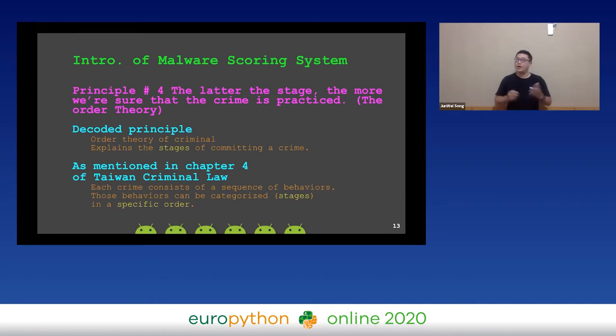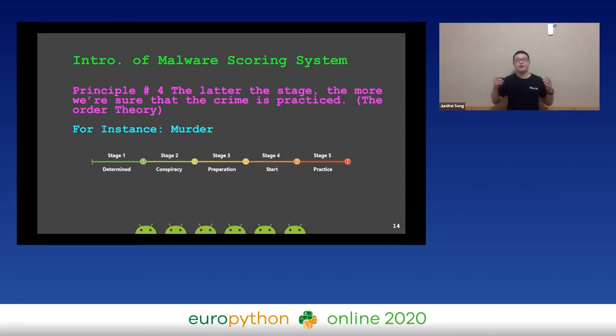And as I mentioned, in chapter 4 of the Taiwan Criminal Law, each crime consists of a sequence of behaviors, and those behaviors can be categorized in a specific order. So let's take murder for example. In stage 1, determined, it means somebody decides to kill someone. In stage 2, conspiracy, it means that he or she started to make a plan for the murder. And in stage 3, preparation, it means buying stuff, for example, weapons, or arranging services for the murder plan.